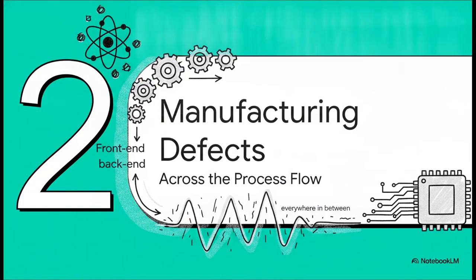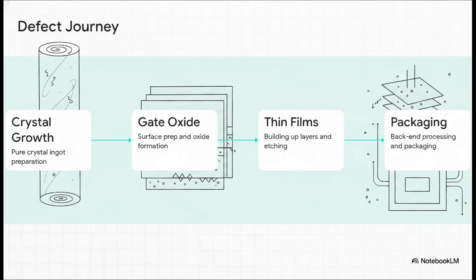Let's break that journey down in Section 2, defects across the manufacturing flow. We can look at this compounding problem chronologically, following the silicon wafer's journey. We start from a pure crystal ingot, move into surface prep and gate oxide formation, build up the device with thin films and etching, and finally finish up with back-end processing and packaging. Let's walk through exactly what goes wrong at the atomic level in each one of these phases.